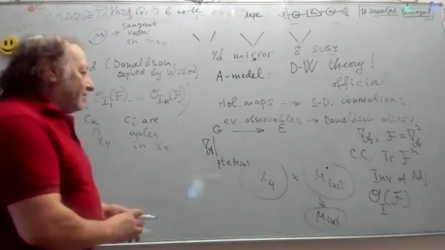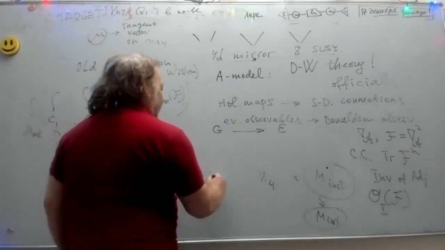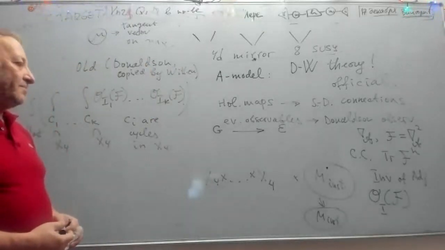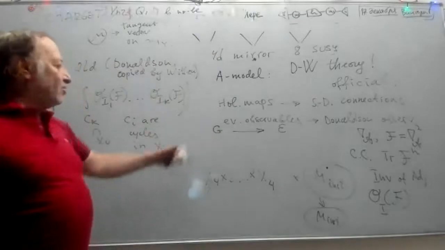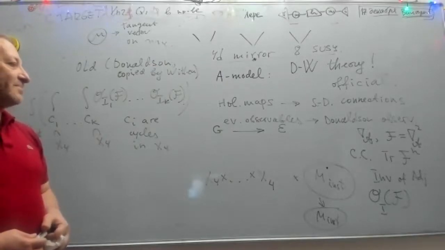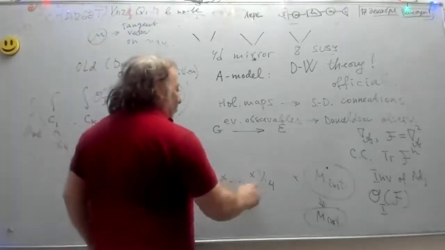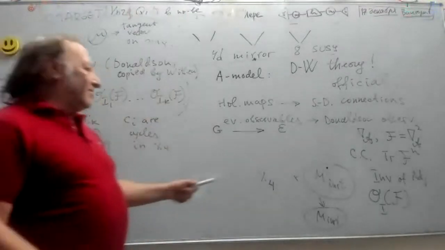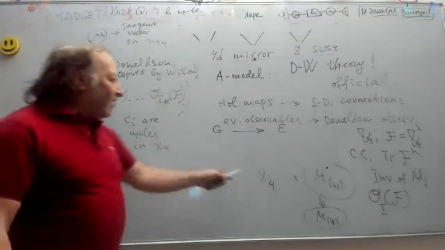So what is the way to understand it? The way to understand it is, of course, the following, that you have not only one copy of X4. You have many copies of X4. So when you have this moduli space of instanton, you have this connection everywhere here. Do we have connection on X? I don't know yet. I will not go into fantasies. I will give a definition that Donaldson gave, okay? Official definition. X4 times M instanton.